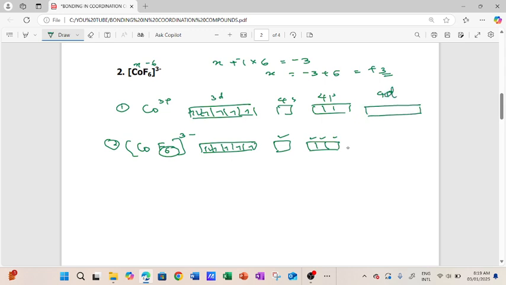So in the first step also you draw that d orbital. Now in the second step also draw the d orbital. Now you take 1s, 3p and 2d. So the hybridization is sp3d2. This is how you have to draw the second step.